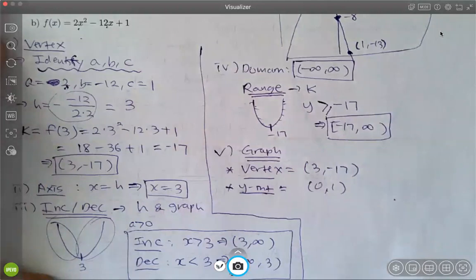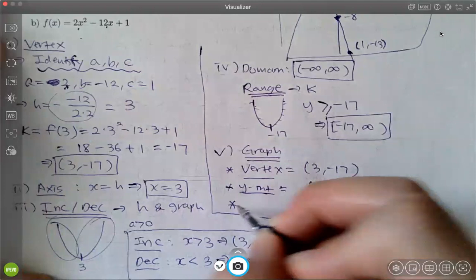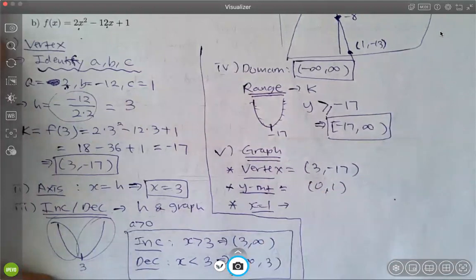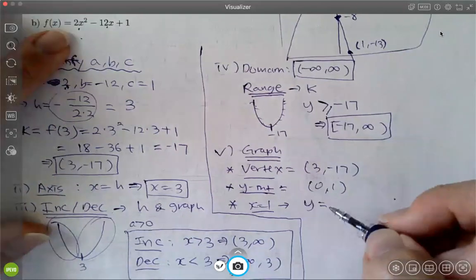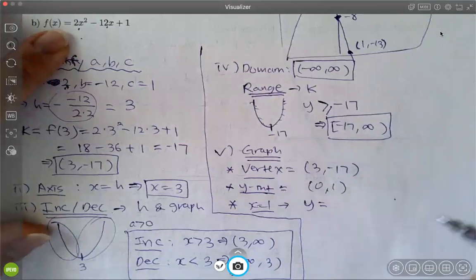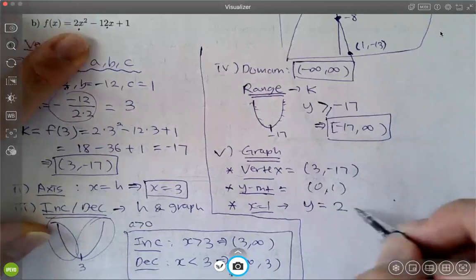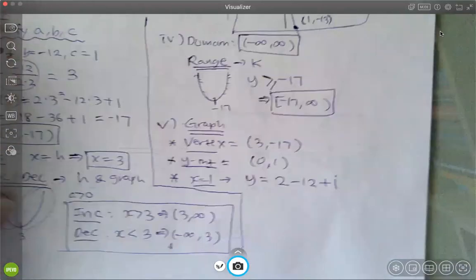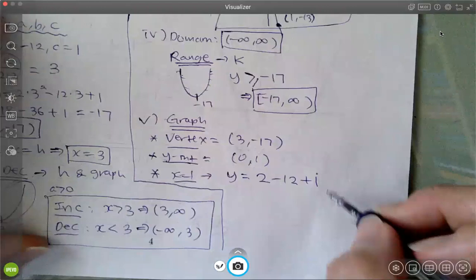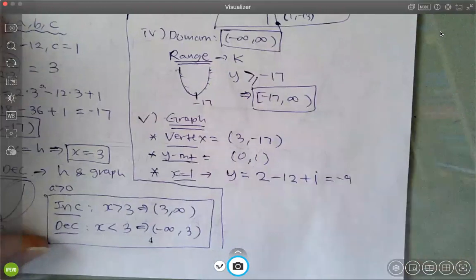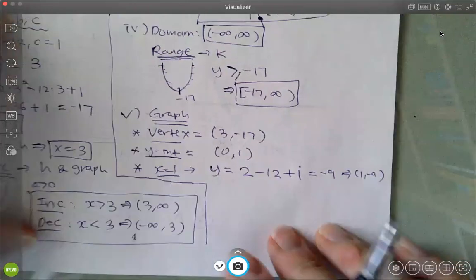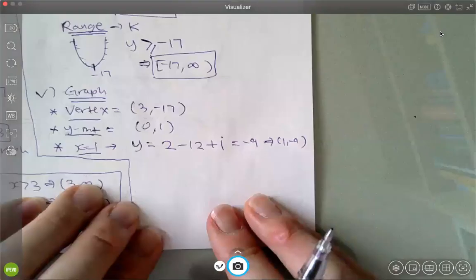Okay. And now plug in an easy number. So maybe x is equal to 1. So what's the y value? It's 2 times 1 squared. So that's just 2, right? And then minus 12 plus 1. So what is this? Negative 10 plus 1, so that's negative 9, right? Okay, so it passes 1 comma negative 9.